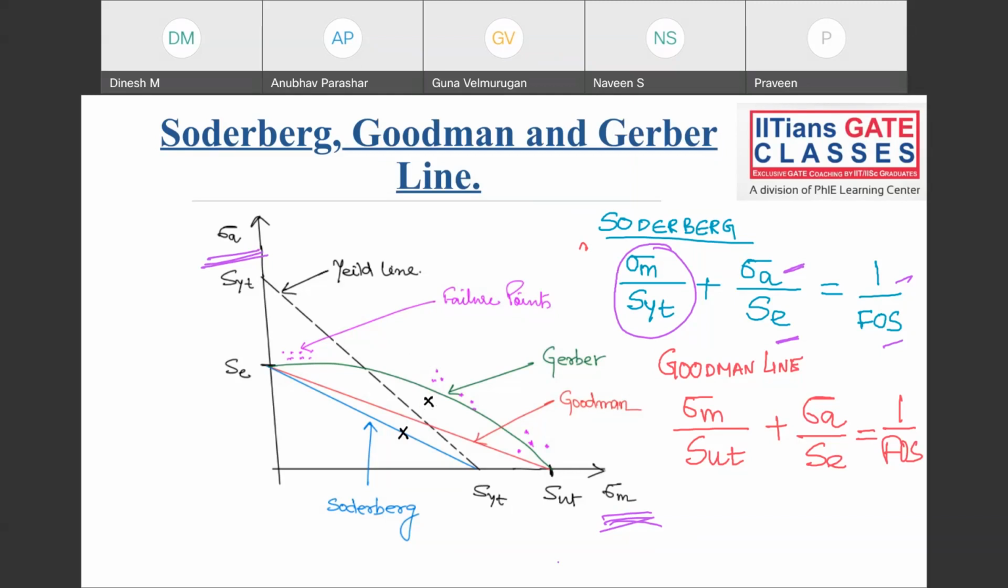So a very important conclusion to make. Objective questions come from here. Please, all of you, objective questions might be asked from this point. Let us try to see which is the best of all the lines. The Soderberg line will be considered as conservative. Sorry, not conservative. The Gerber line will be considered as conservative. Goodman line is the best line, and Soderberg line is the most economical.